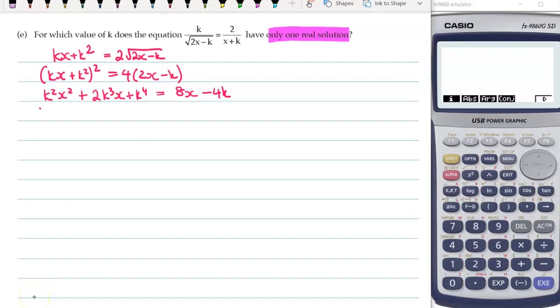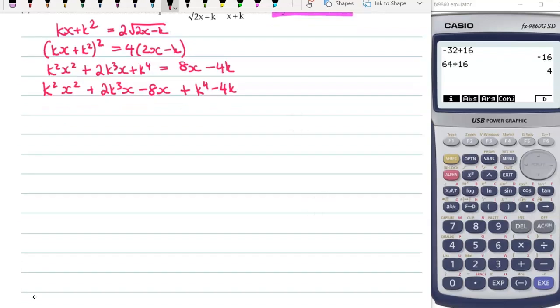Bringing everything over to the left-hand side, we've got k squared x squared, 2k cubed x minus 8x plus k to the 4 minus 4k, that's a plus 4k, sorry, is equal to 0. Now, we actually have a quadratic there. We've got an x squared term. We've got x terms in the middle, and we have a constant at the end. So the a part of that quadratic is the k squared, the b is 2k cubed minus 8, and the c is k to the 4 plus 4k.